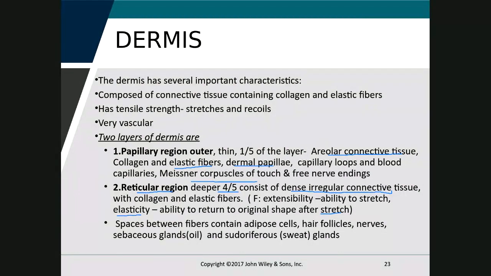So within this area, we have adipose cells. Here we have the hair follicles, nerves. We'll talk about the different glands that exist here: sebaceous oil glands around the hair follicles, and sudoriferous glands, which are our sweat glands.